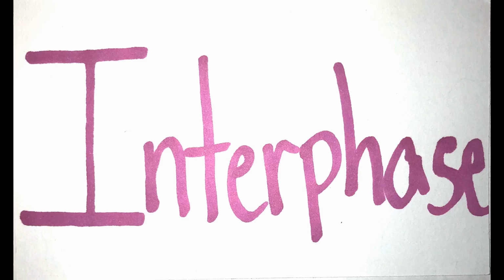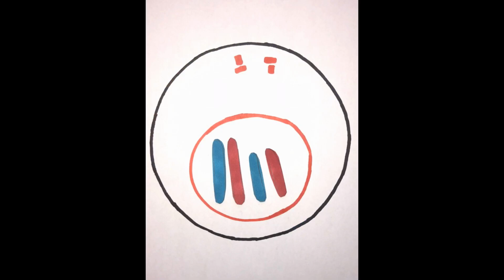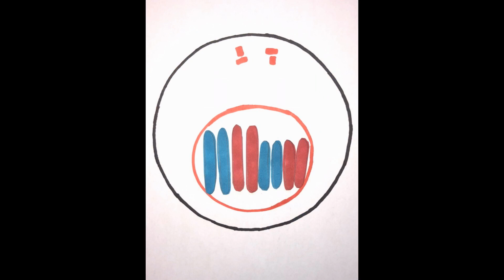Interphase is composed of two stages of cell growth, known as G1 and G2, as well as the S phase, where DNA synthesis occurs. At this time, the cellular organelles double in number. The DNA appears as uncoiled chromatin.